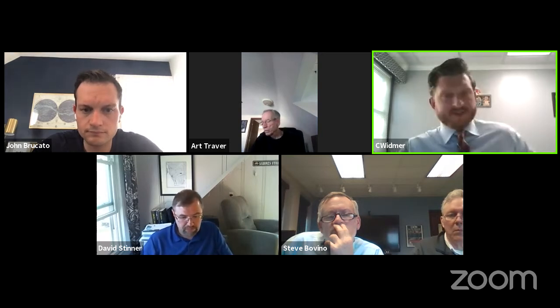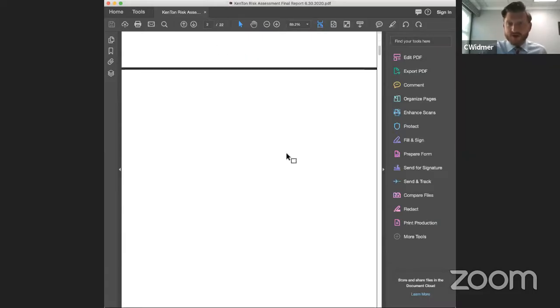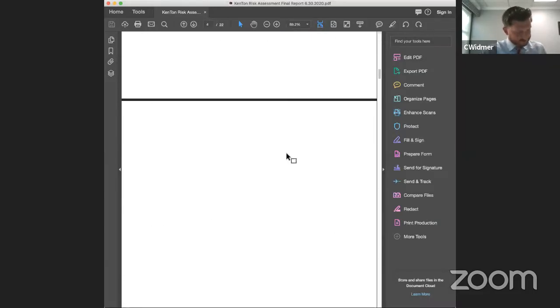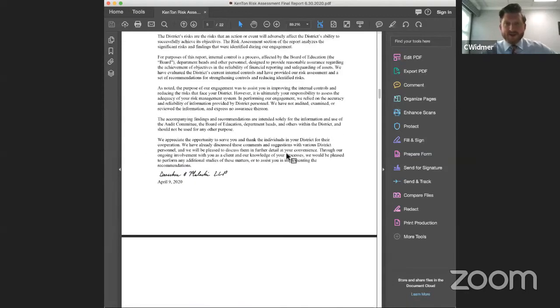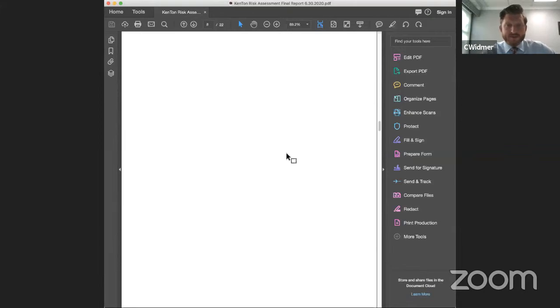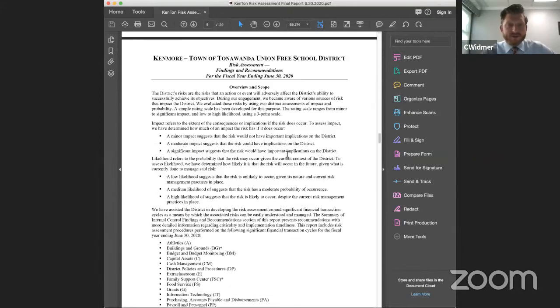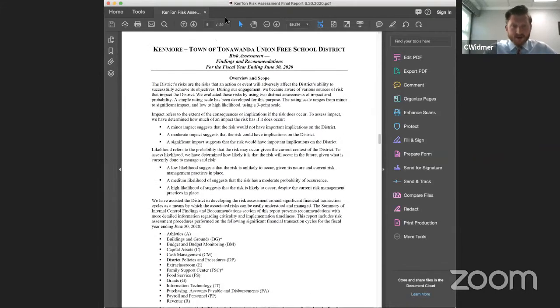As you move on, pages 1 and 2, really it's an overview and a scope of the whole internal audit process together. It explains how it starts off with an overall risk assessment of each of those 14 cycles. And there they are listed right there.